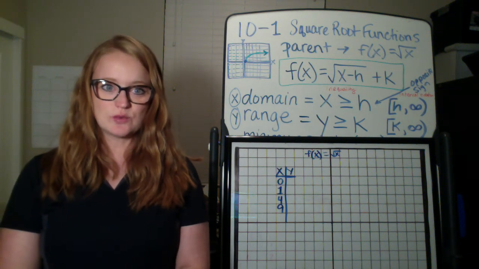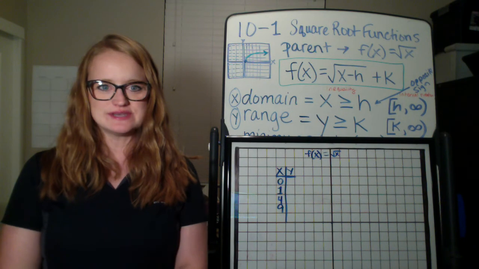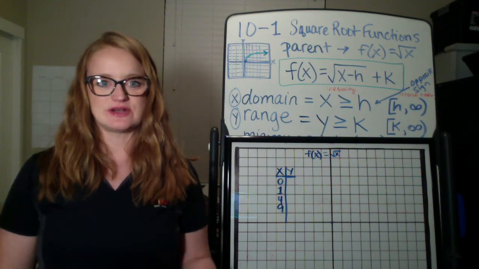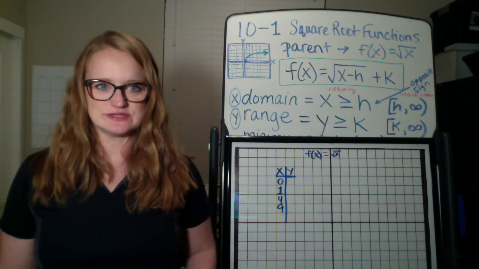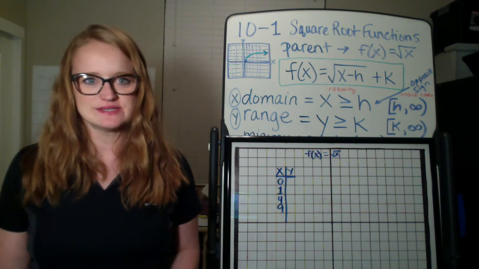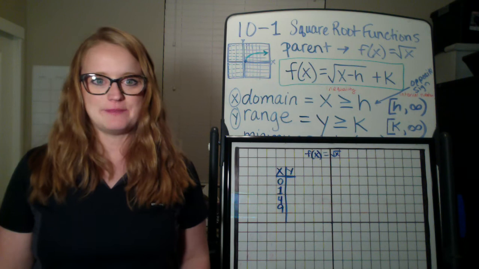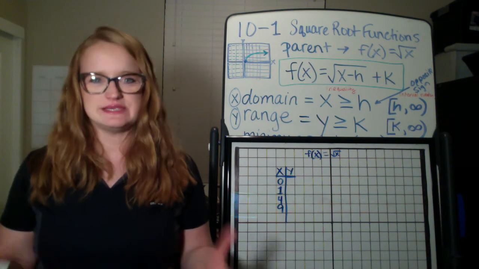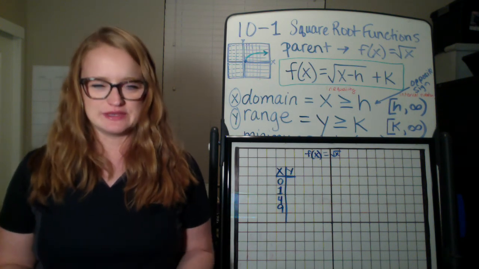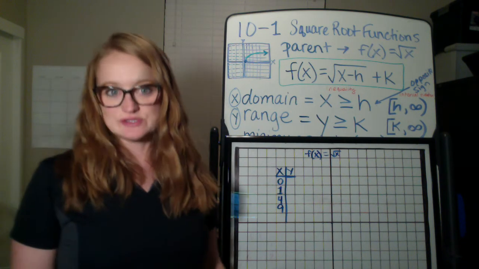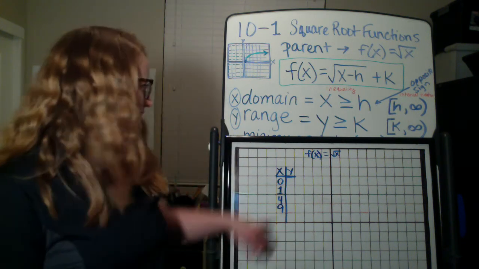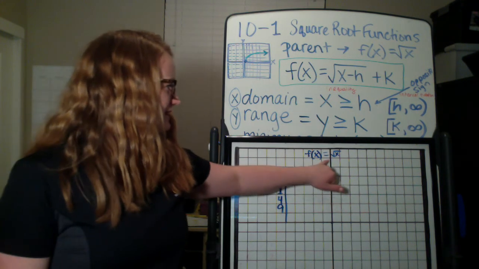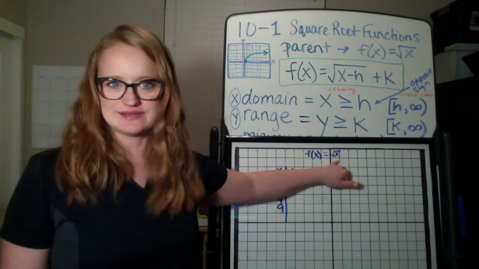10-1 is square root functions. So this is another function that we're going to be learning about. And to start off, I want to show you how to graph the parent function. So every time that we've talked about functions, each function has had a parent, the main, most basic formula for that graph. And for square root function, it is not surprising to know that the parent function would be f of x equals the square root of x.